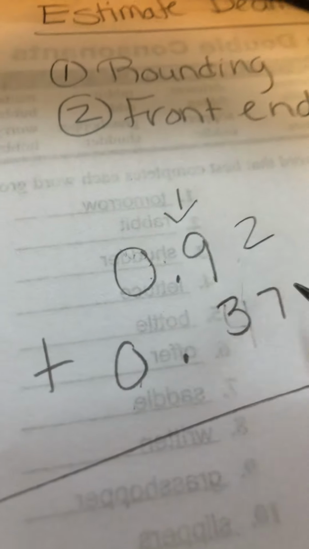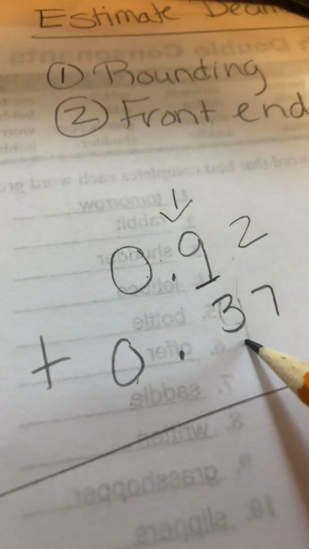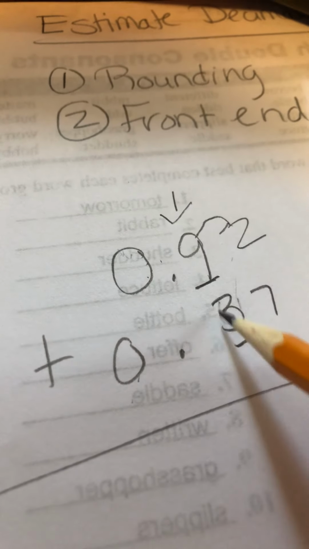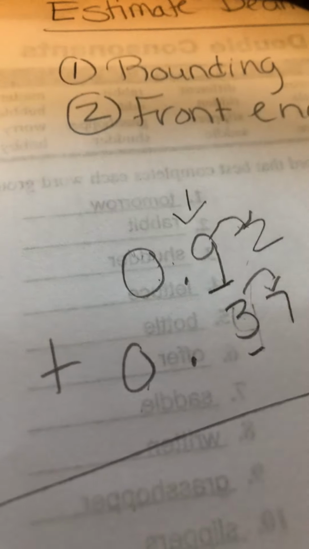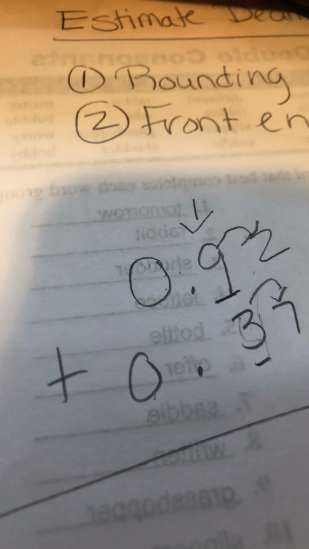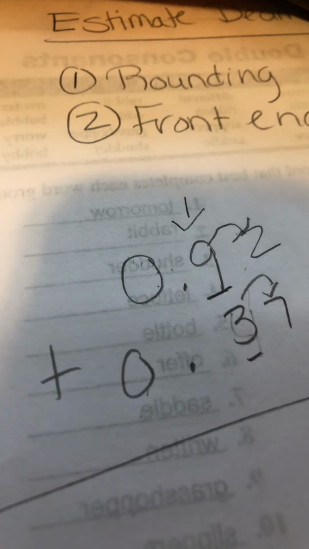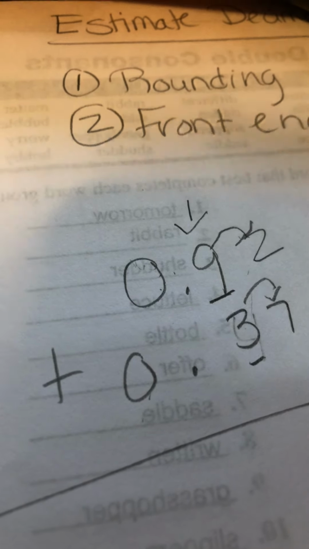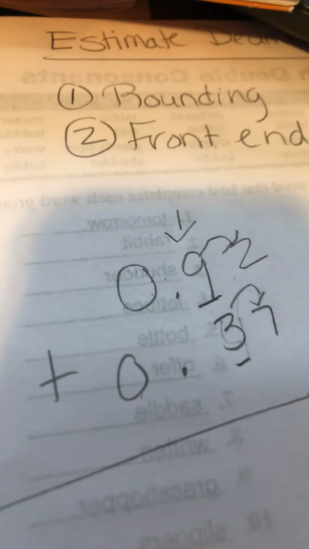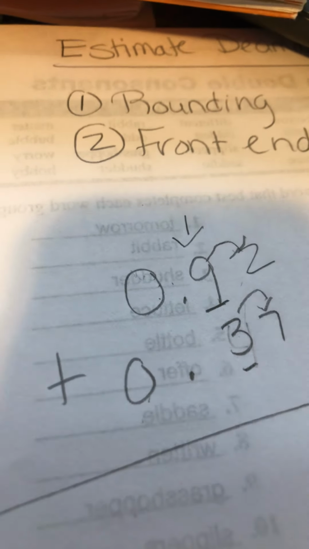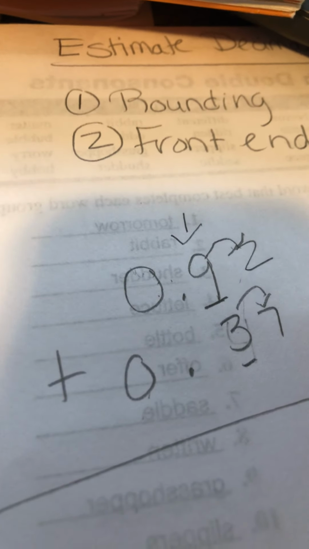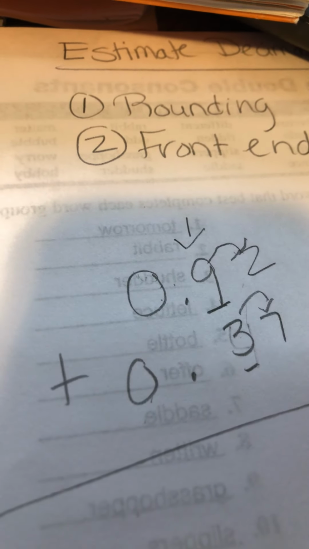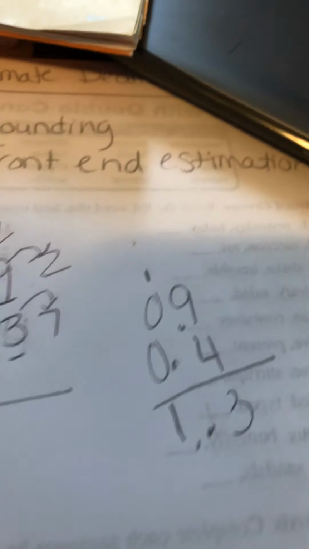So what I'm going to do is round my tenths place using the number in the hundredths place. Okay, so now it becomes 0.9 plus 0.4. And when I add them up, I get 0.13. I'm sorry, 1.3, because 9 plus 4 is 13. Put down the 3, carry the 1. Comes out to 1.3.